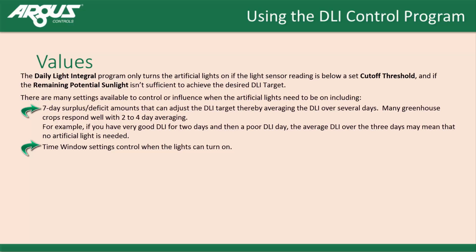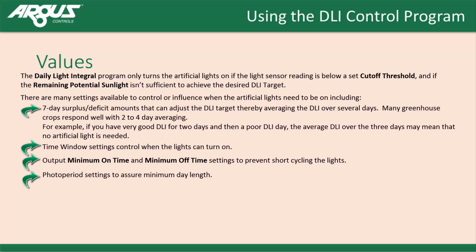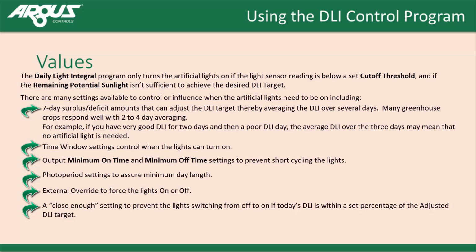Time window settings control when the lights can turn on. Output minimum on time and minimum off time settings to prevent short cycling the lights. Photo period settings to assure minimum day length. External overdrive to force the lights on or off. A close enough setting to prevent the light switching from off to on if today's DLI is within a set percentage of the adjusted DLI target. A preference setting, DLI accuracy versus cost savings.